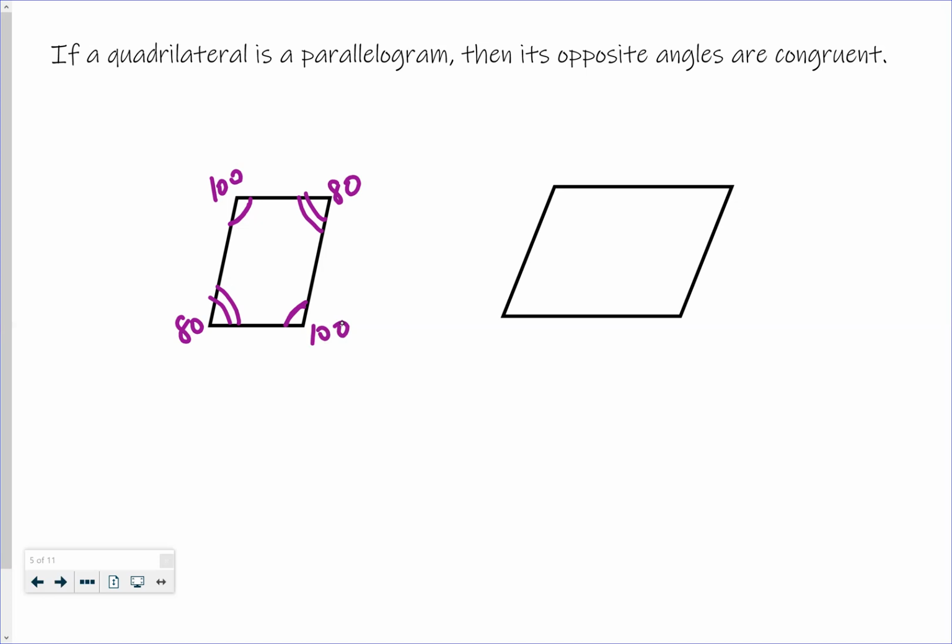Okay, so then let's say they tell you you have a parallelogram. This one is 75. What is this angle over here? Well, it also has to be 75 because they have to be congruent, because it's a parallelogram.